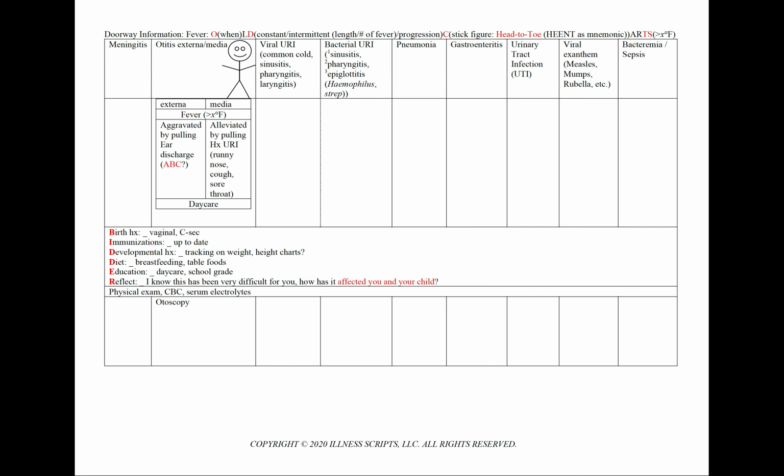In otitis externa or otitis media, we'll see a fever, and in otitis externa, it will be aggravated by pulling and accompanied by an ear discharge, and we'll use our mnemonic A, B, and C. And in otitis media, it will be alleviated by pulling with a history of a recent URI, runny nose, cough, or sore throat. And in both, we'll note a daycare attendance. And we'll order an otoscopy.